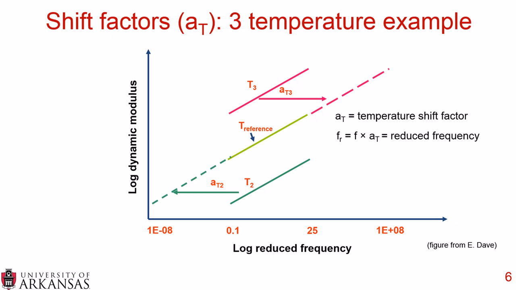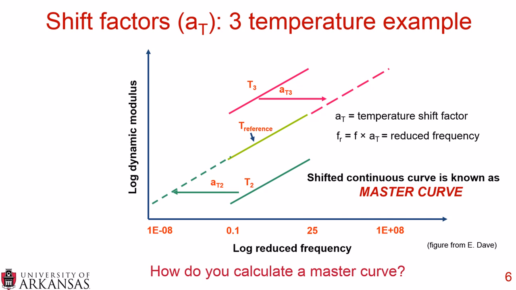And you can see this curve goes from approximately, if you're doing the shifting correctly, about 1 times 10 to the negative 8th reduced frequency up to 1 times 10 to the positive 8th reduced frequency. And this curve, which is now the highest testing temperatures on the far left and the lowest testing temperatures on the far right, the shifted continuous curve is known as a master curve. So it seems relatively straightforward, but how do you go about calculating this master curve? What sort of calculations do you go through in order to construct this master curve?